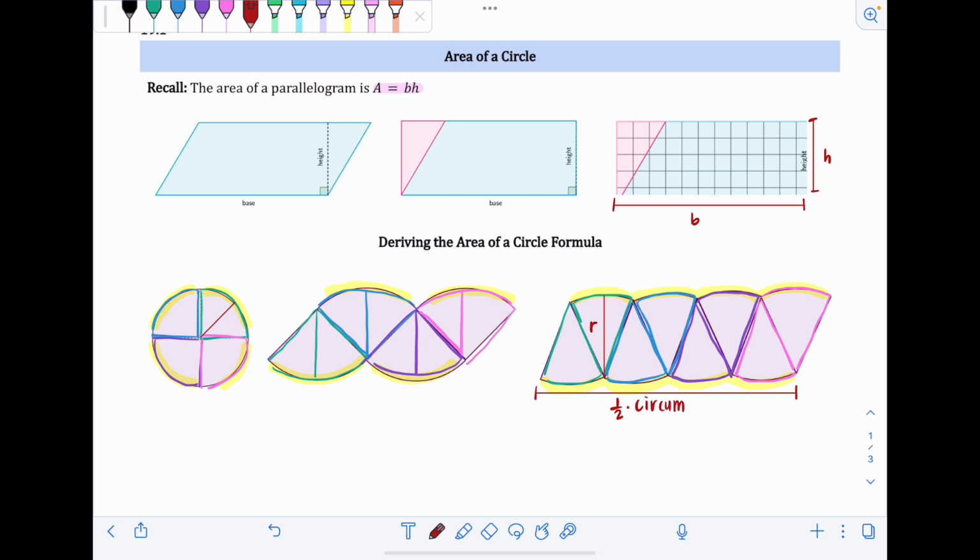And the reason you don't have to do the full circumference is because, hold on, I'm going to spell that wrong. I'm still not confident for some reason.